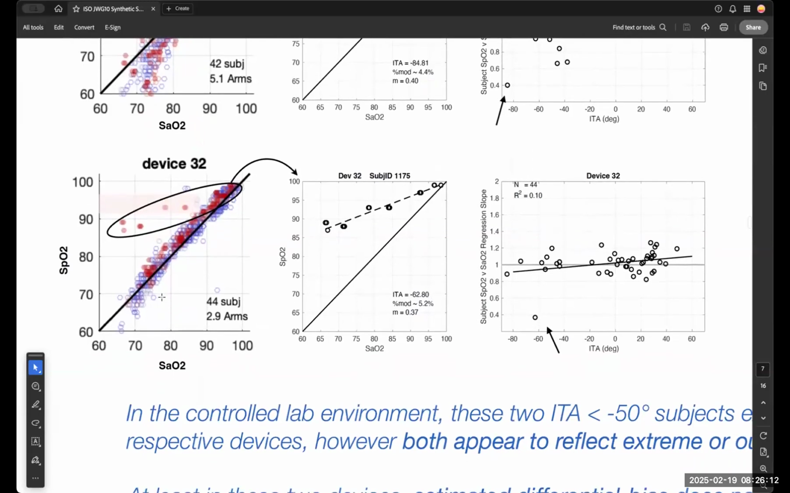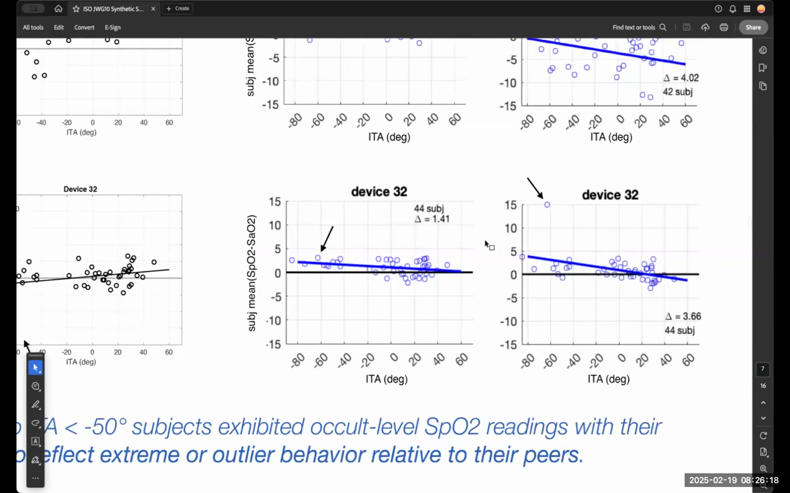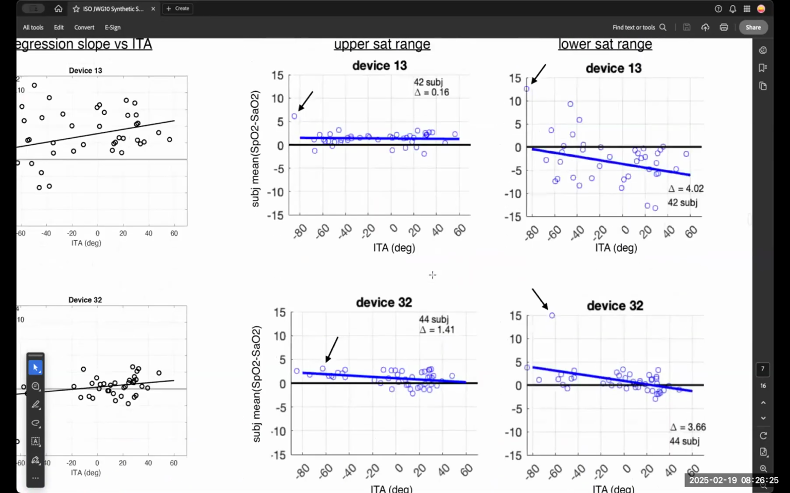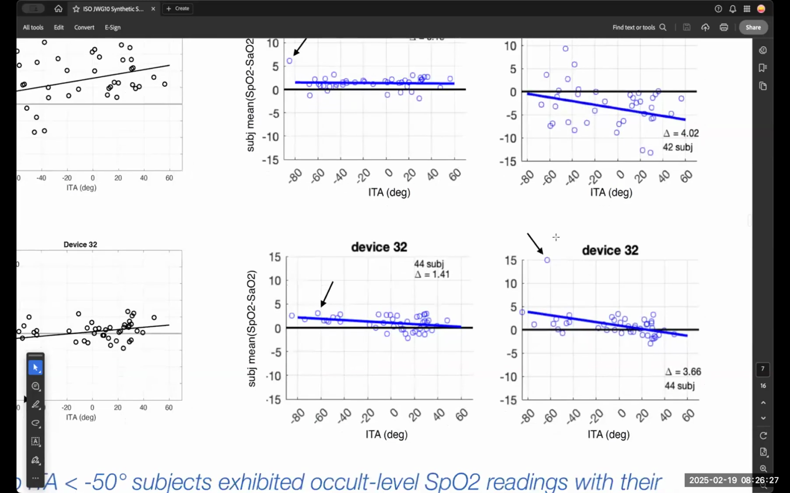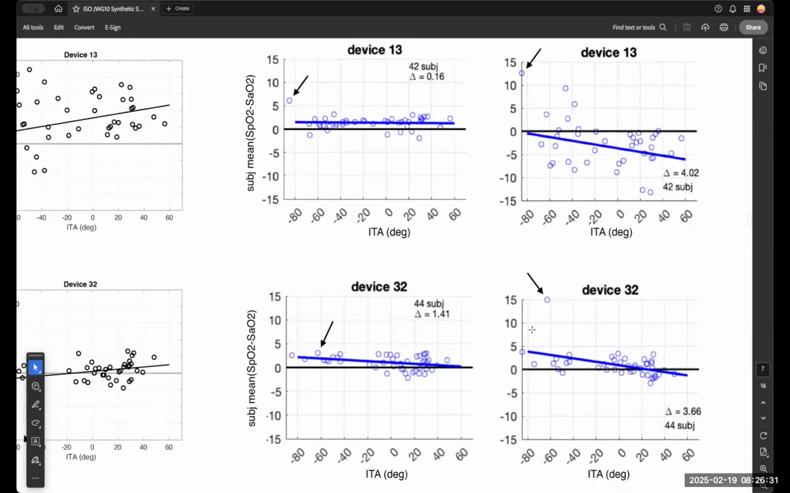And this is the same in device 32, where you can see that this occult hypoxemia is driven by this individual, who, even though the device had a pretty reasonable disparate bias at the upper sat range, was an outlier in the lower sat range, which is indicated by the arrow.